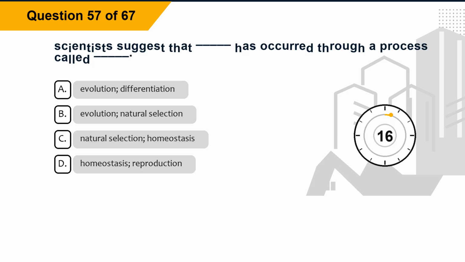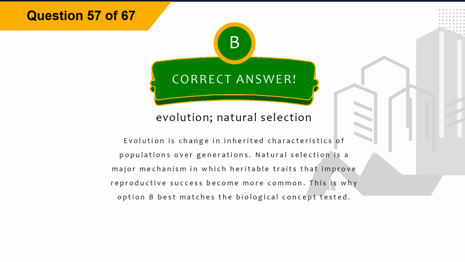Question 57. Scientists suggest that blank has occurred through a process called blank. Option A, evolution, differentiation. Option B, evolution, natural selection. Option C, natural selection, homeostasis. Option D, homeostasis, reproduction. The correct answer is option B, evolution, natural selection. Explanation.